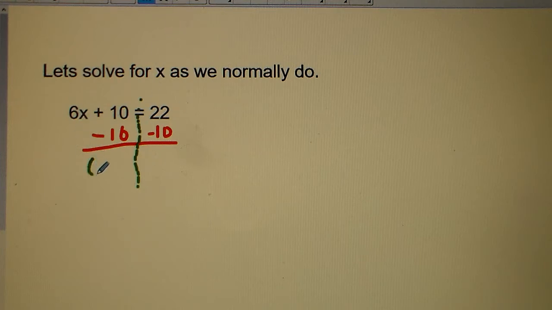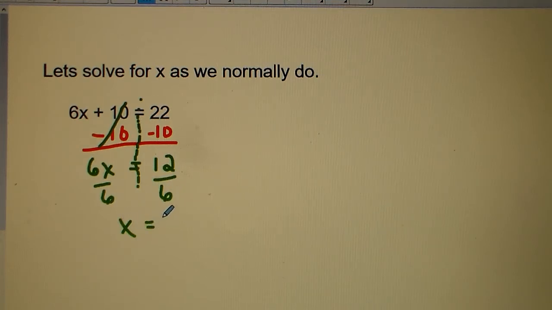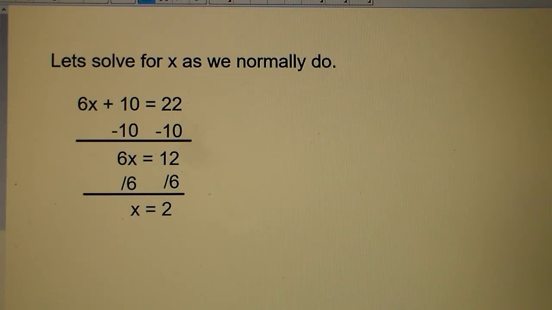So 6x gets carried down, positive 10 and negative 10 cancel out, 22 minus 10 gets us 12. So you have 6x equals 12. We then divide by 6 to both sides, and we get x equals 2. Nice and pretty and typed up now.